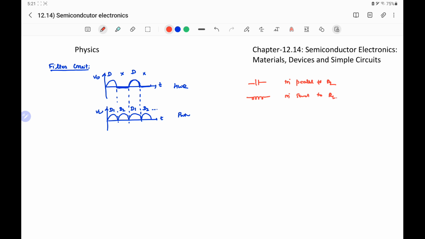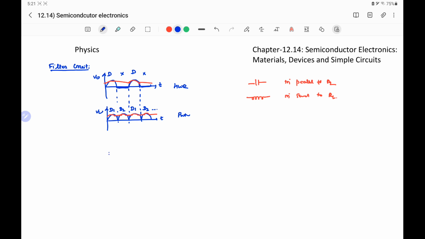If we use the capacitor in parallel with the load resistor, which acts as a filter circuit, the output voltage will be an improved DC voltage. This will be the output voltage which has filtered out the AC ripples and gives an almost constant DC voltage.